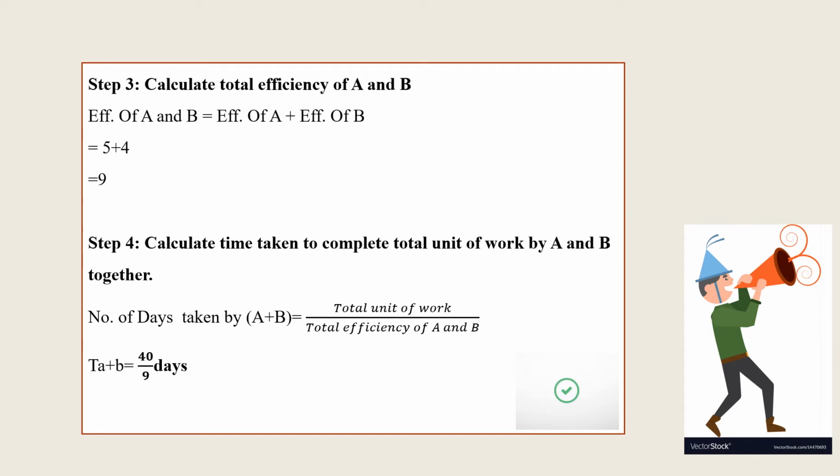Now let's move to step number 4, that is our last step. Here we have to calculate the time taken to complete the total units of work by A and B together, as mentioned in the question. So the number of days taken by A plus B is given by the formula: total units of work divided by total efficiency of A and B. So it comes to 40 by 9. That is the same as what we found by the general method. So our answer matches and this is correct.